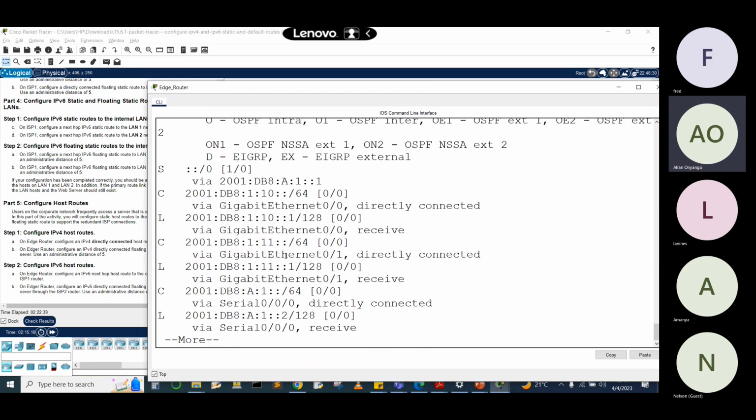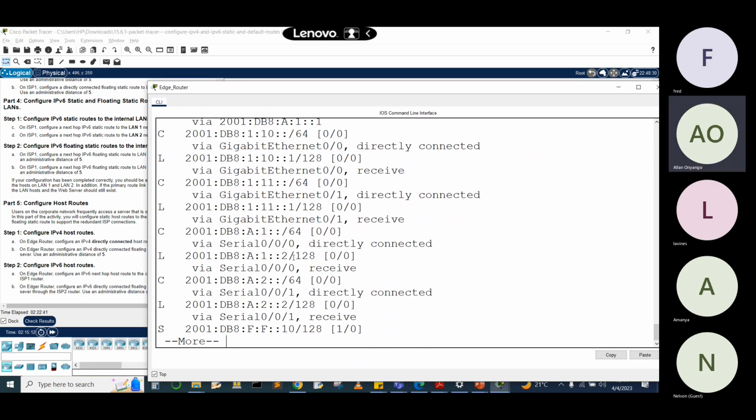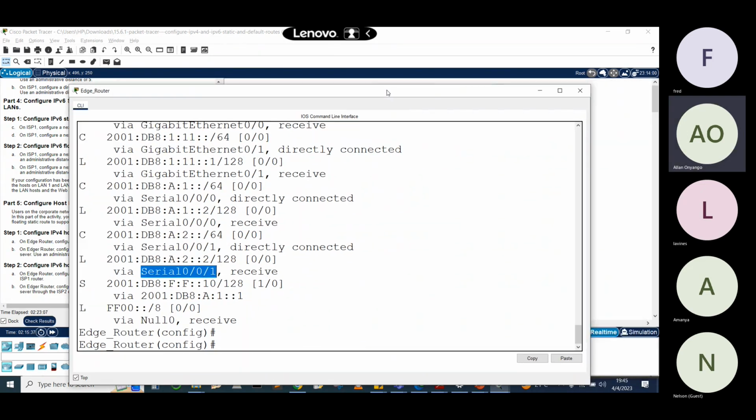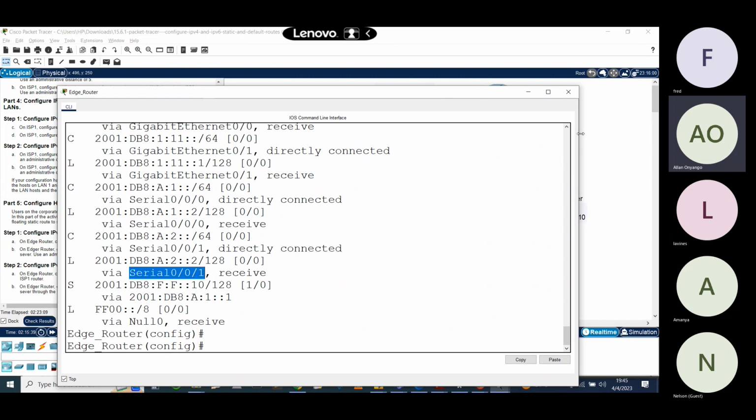2001:DB8:A:2. You can see the C is right here. And you need to know on which interface. Even though the L is also here, both of them will be on the same interface. And you can clearly see that interface is serial 0/0/1 for both the C and the L. So serial 0/0/1, because it is the directly connected interface.